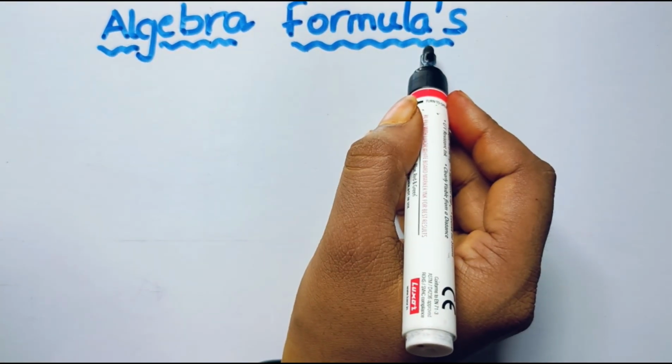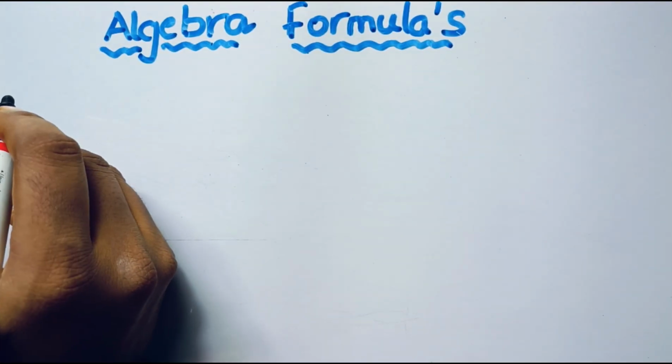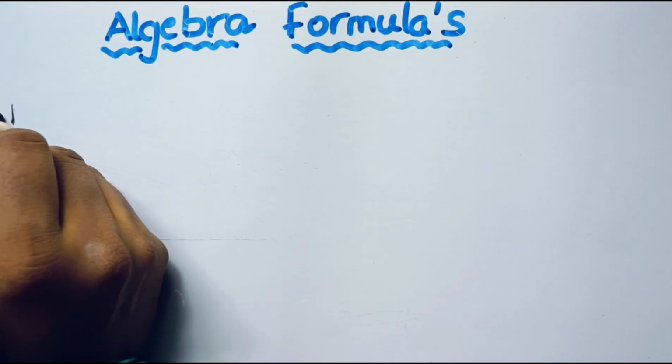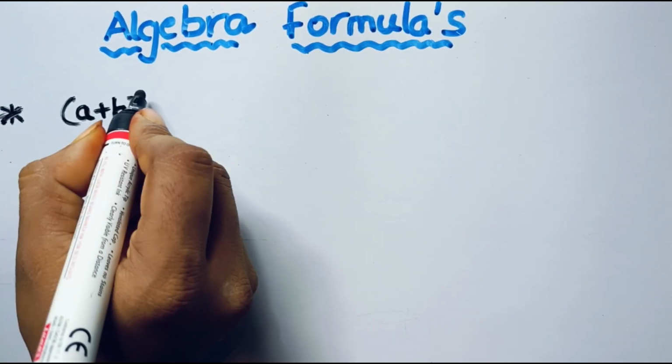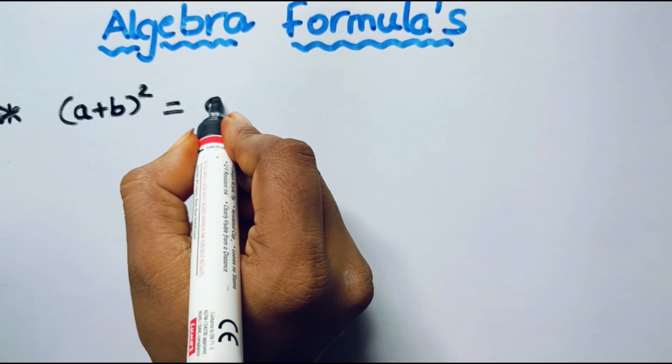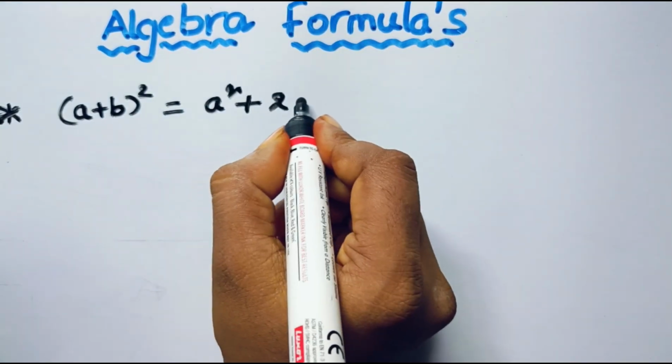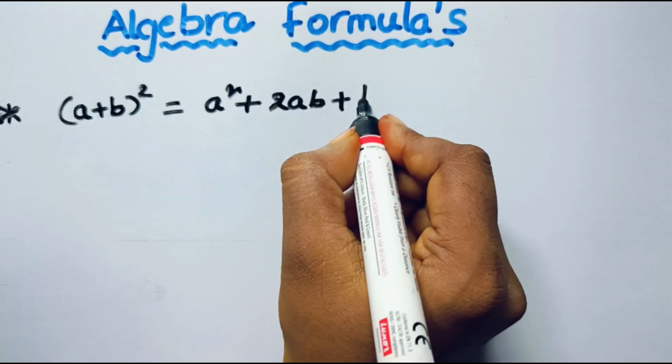Algebra formulas, most important formulas in mathematics. (a + b)² = a² + 2ab + b².